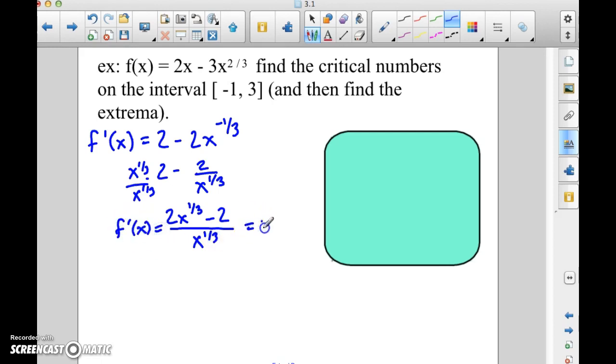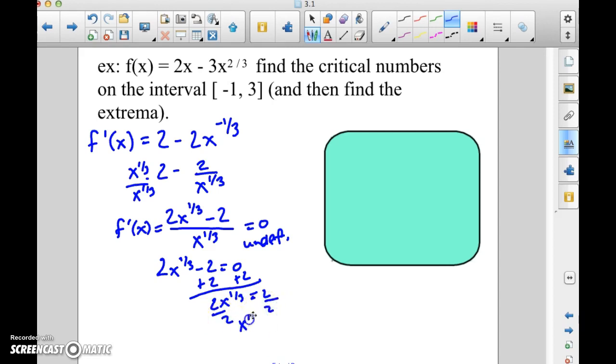So I want to know where it equals 0, and I also want to know where it's undefined. Wherever a fraction equals 0, it's where the numerator equals 0. So I'm going to just solve this to find where the numerator equals 0. Add 2 to both sides. Divide by 2. And x to the 1/3 equals 1. So cubing both sides to get rid of that 1/3 power, I get x equals 1. So c is my critical number at 1.